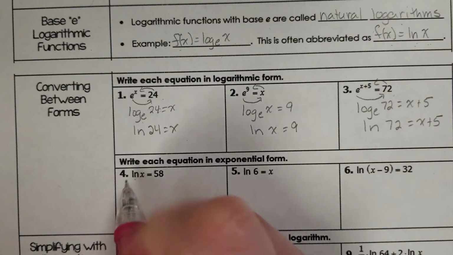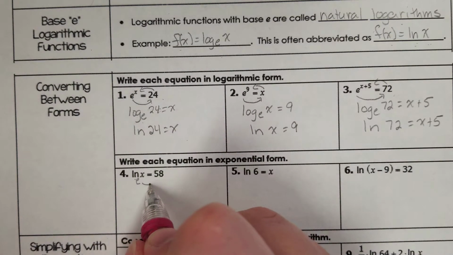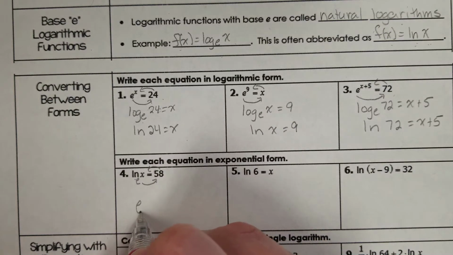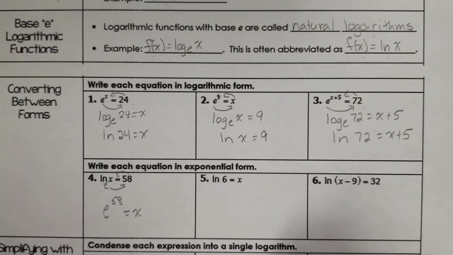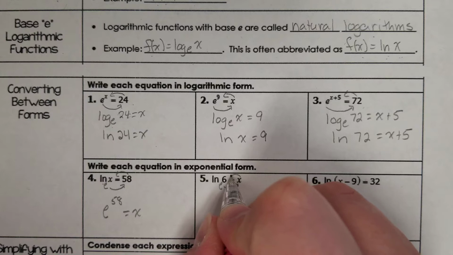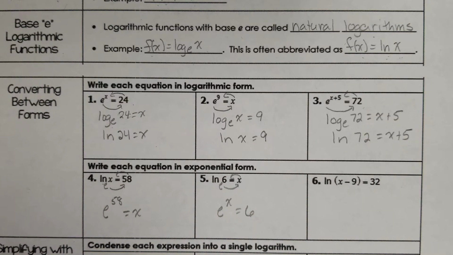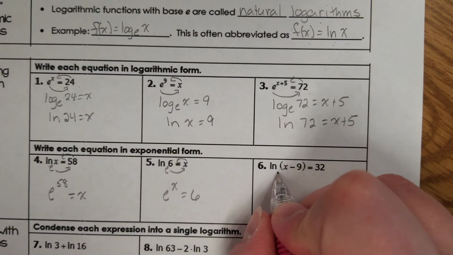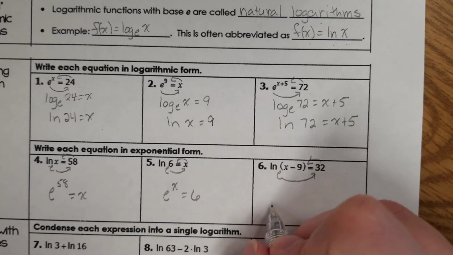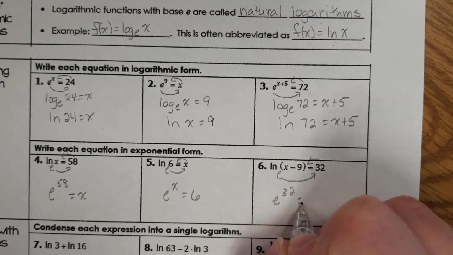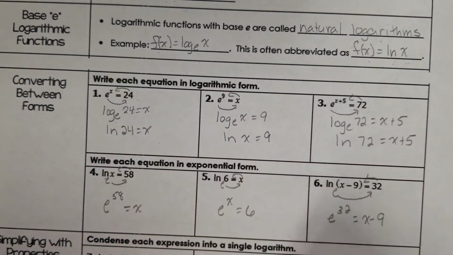All right, so now changing from logarithmic form to exponential form. Because this is a natural log, remember the base is e, so if you want, you can put a little e here. And then once again, we just follow our circle pattern. So e is our base, 58 is our exponent, and then equals x. All right, so put your e in here, draw on your arrows. So e to the x power equals 6. And then put your e in here. So e to the 32nd power equals x minus 9. All right, so that's converting between the two forms.